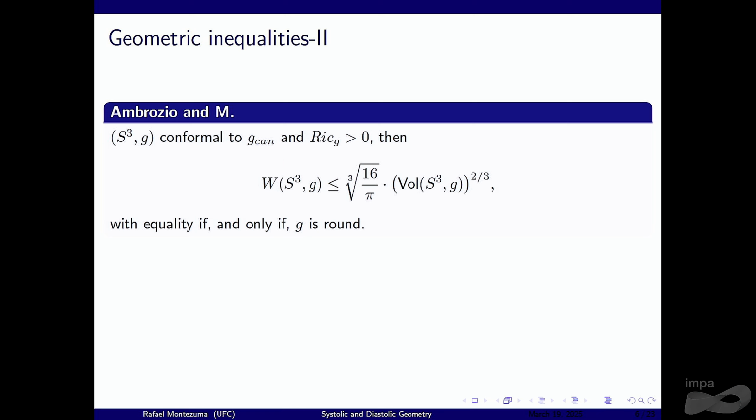The equality. So this number that you get here is exactly the quotient of the width divided by the right power of the volume in the case of the round sphere. So equality holds if and only if you are round.